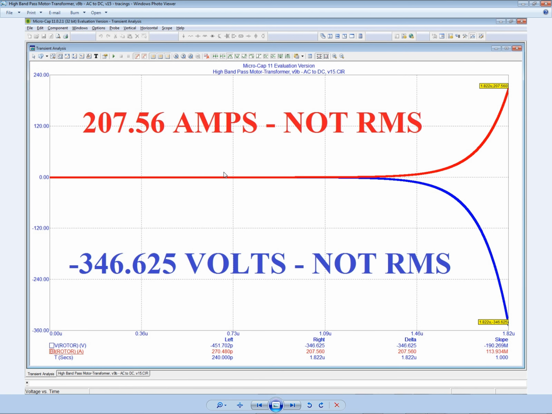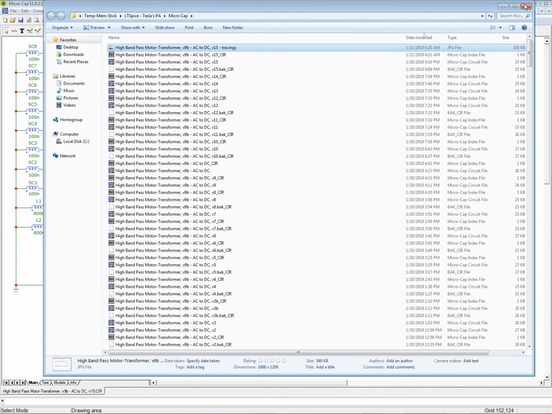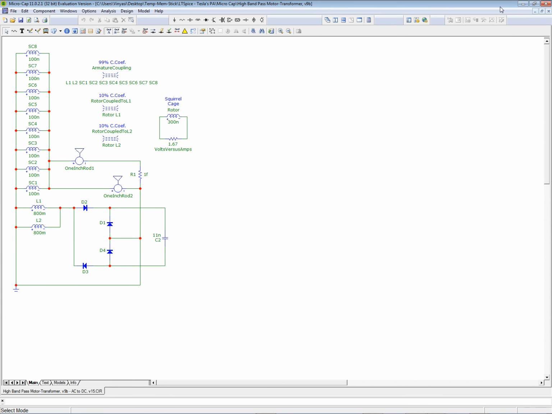There we go. So now we know the amps and the volts. I don't know if I should have done RMS. I'm not too interested, really, at the moment. But we got our proportional relationship, and that's important. And I guess, so let's see, is there anything else to be said about this? I guess not.